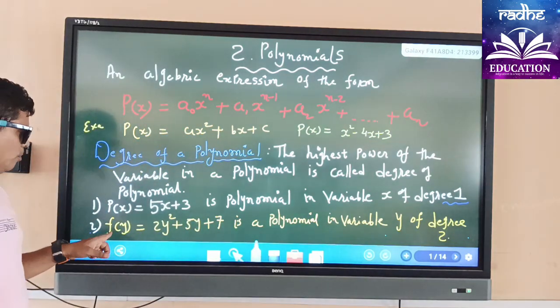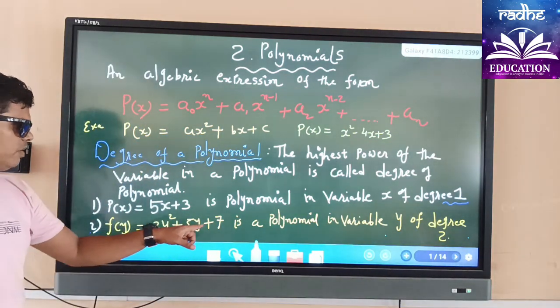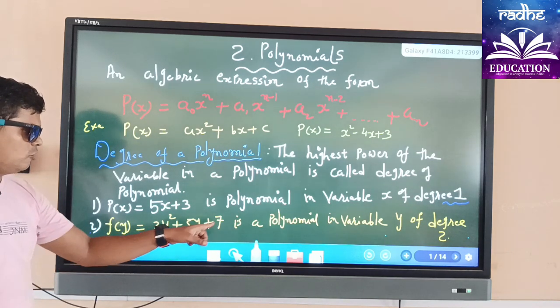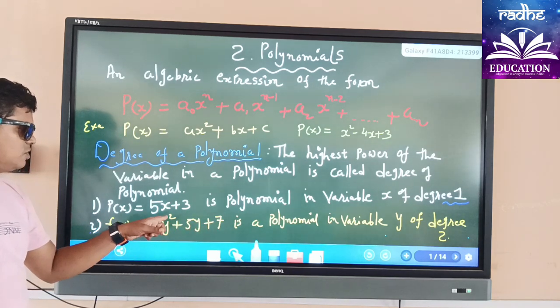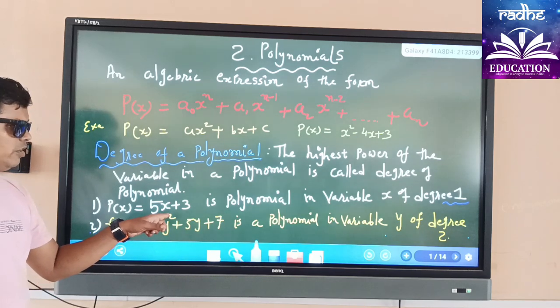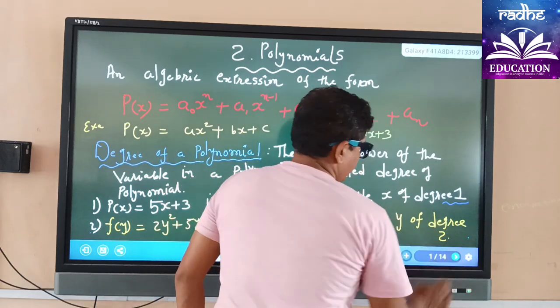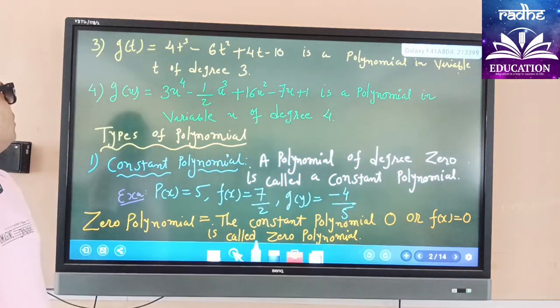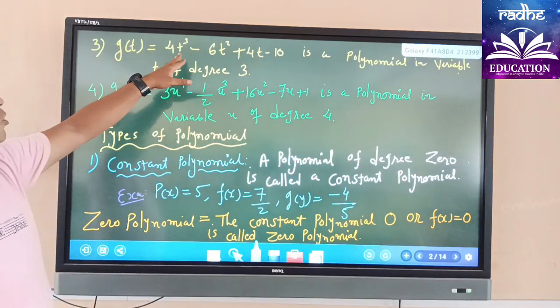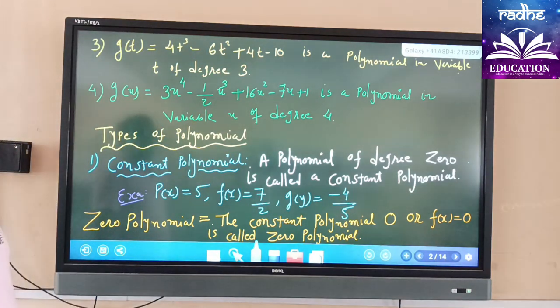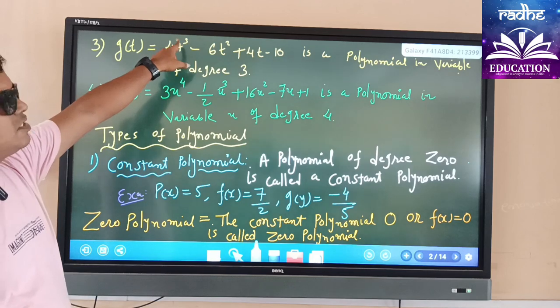See another polynomial, f(y) = 2y² + 5y + 7. Here the variable is y; do not look at 5y or 7. See the highest degree of y is 2. So the degree of the polynomial is 2, and this is called a quadratic polynomial. Step by step we are going on. Here g(t) = 4t³ - 6t² + 4t - 10 is a polynomial in variable t of degree 3. You can see the highest degree is 3.